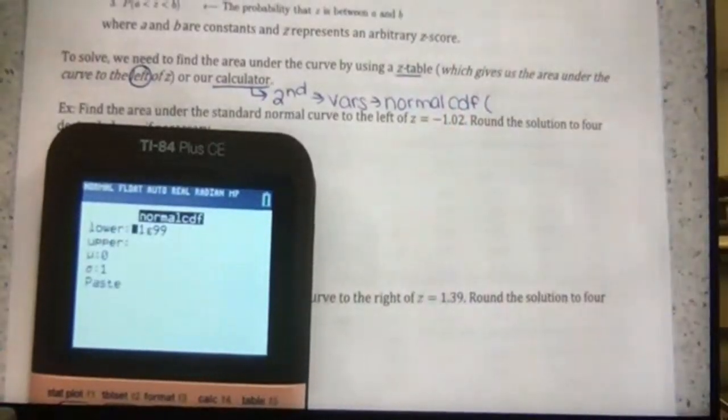And then whenever you press that, if you have a newer calculator like mine, it will write out and ask you what it wants. If you have an older calculator, it's still going to do the same thing. You just have to program it. It doesn't label it for you. You just have to know what order is which.